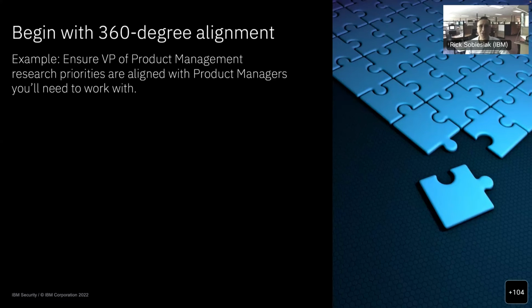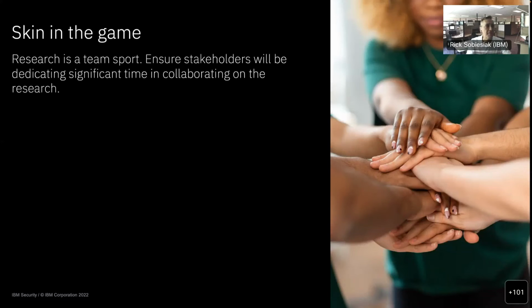So you really need to make sure that the VP and everyone up and down is aligned with what you're actually focused on. You need to ensure that the people you're working with have skin in the game. Ensure that your stakeholders are dedicating time and collaborating with you on the research. If it's really important to them, they'll participate.